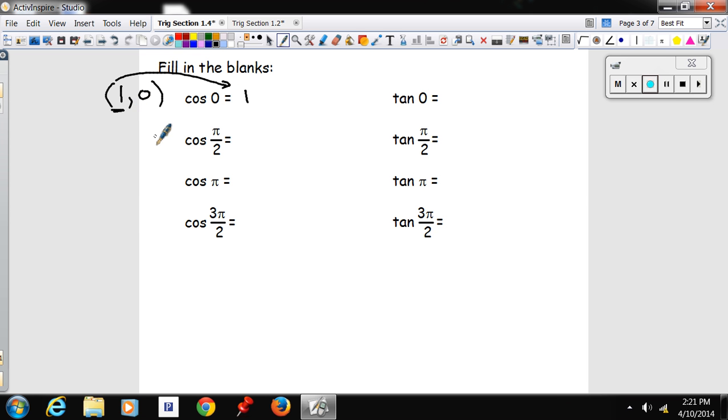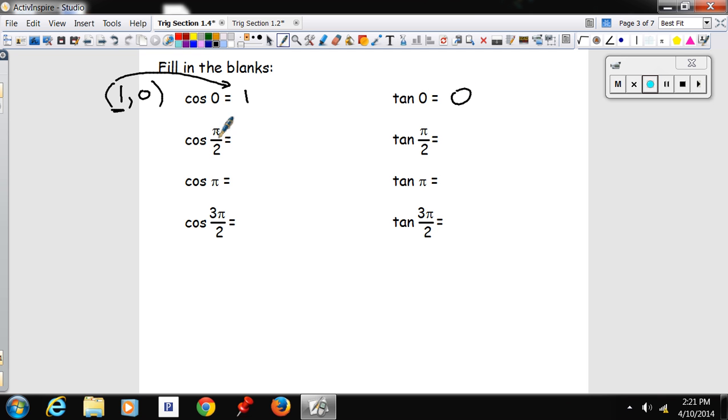Okay, at this coordinate, at 0, what would my tangent be? 0 divided by 1. Remember, y divided by x. What's 0 divided by 1? 0 is my tangent. Is that what it says on the chart? Yes, tangent of 0 is 0.